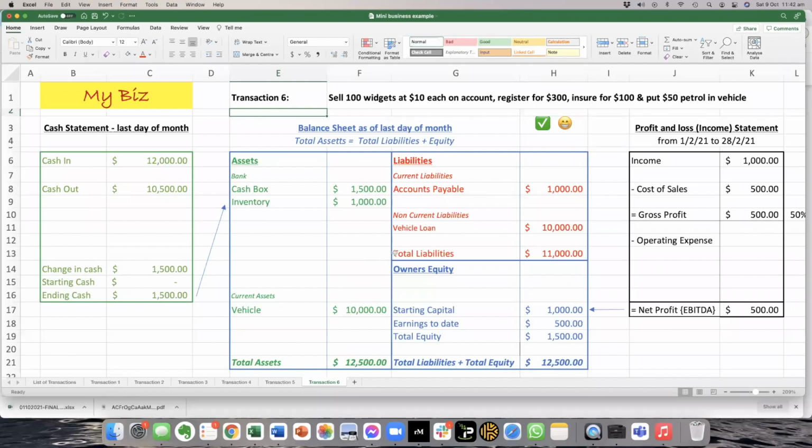Okay, so I have to admit, I've made a bit of a boo-boo up until now. So we're up to transaction 6. Did you spot it as we were going along? It had to do with our cash statement. I hadn't been updating it as I was going along. I forgot. So let's go back and I'll show you what it should have looked like.